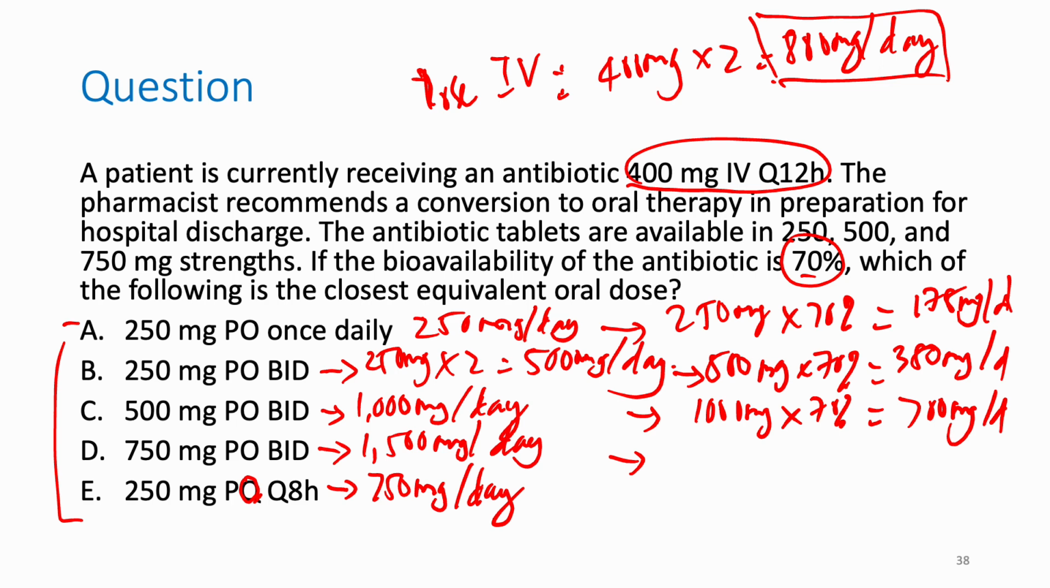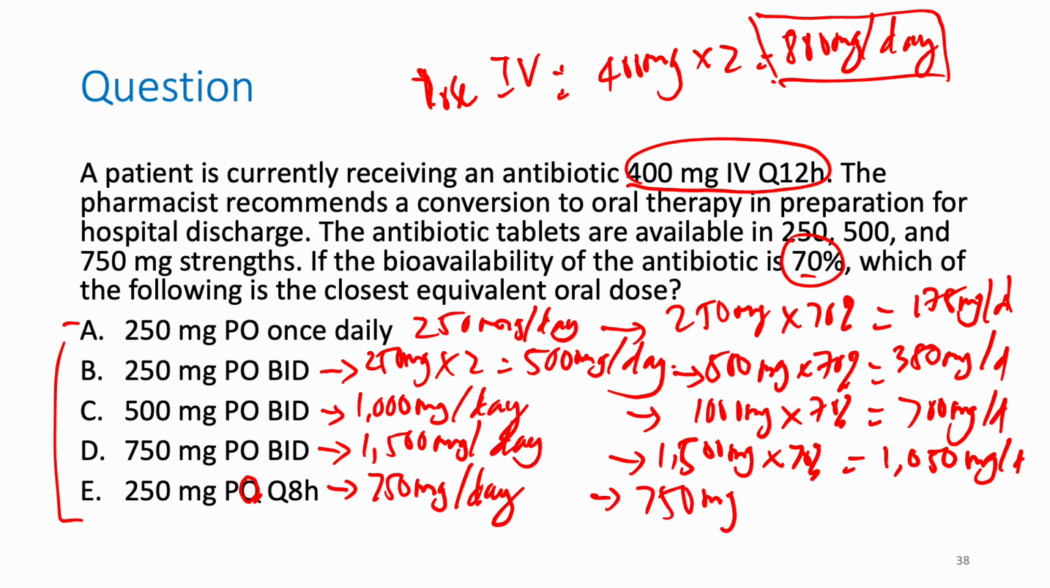And this one, 1,500 per day with the bioavailability 70%. We have 1,500 milligram times 70%. This one is equal to 1,050 milligram per day. And the last one is 750 milligram. In this case, because only 70% is absorbed into the blood, 750 times 70%, you have 525 milligram per day.